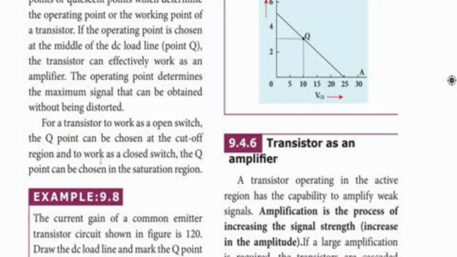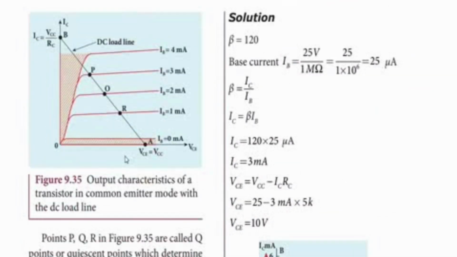It can be chosen at the cutoff region, where the transistor is switched off. Suppose you select the operating point here, in that shaded region. This region is called the cutoff region. In the cutoff region, the transistor does not work. So the operating point is selected in the active region of the output characteristic.